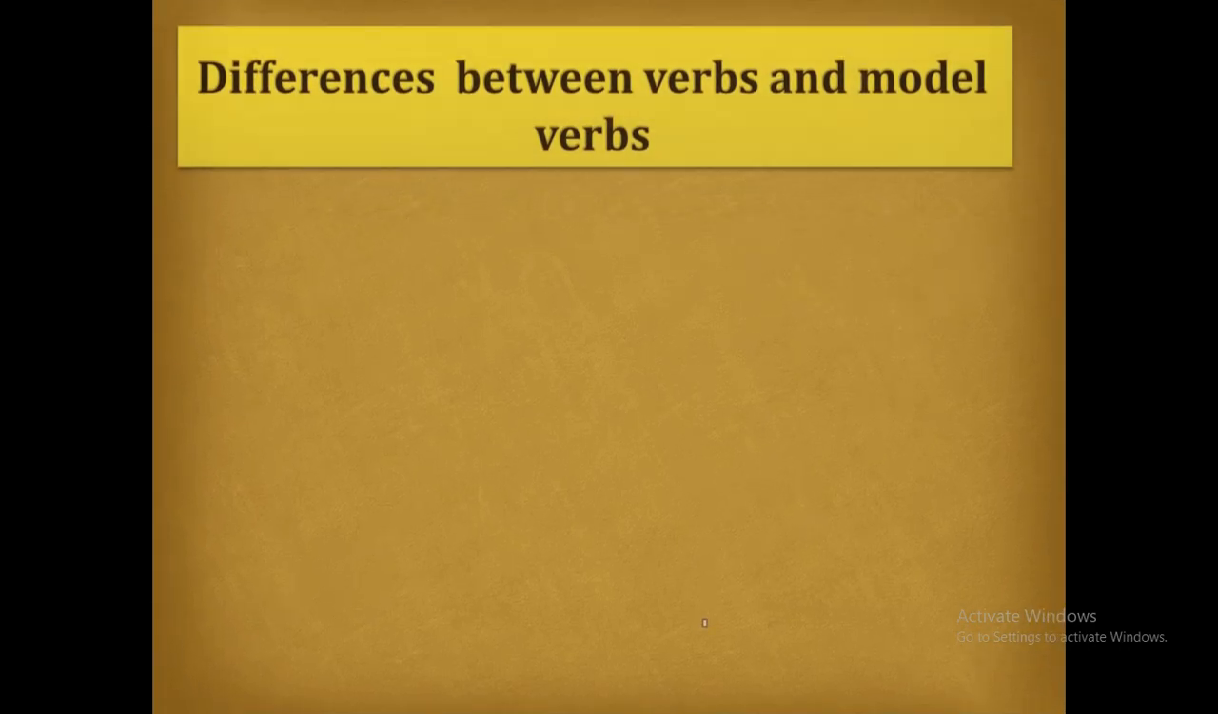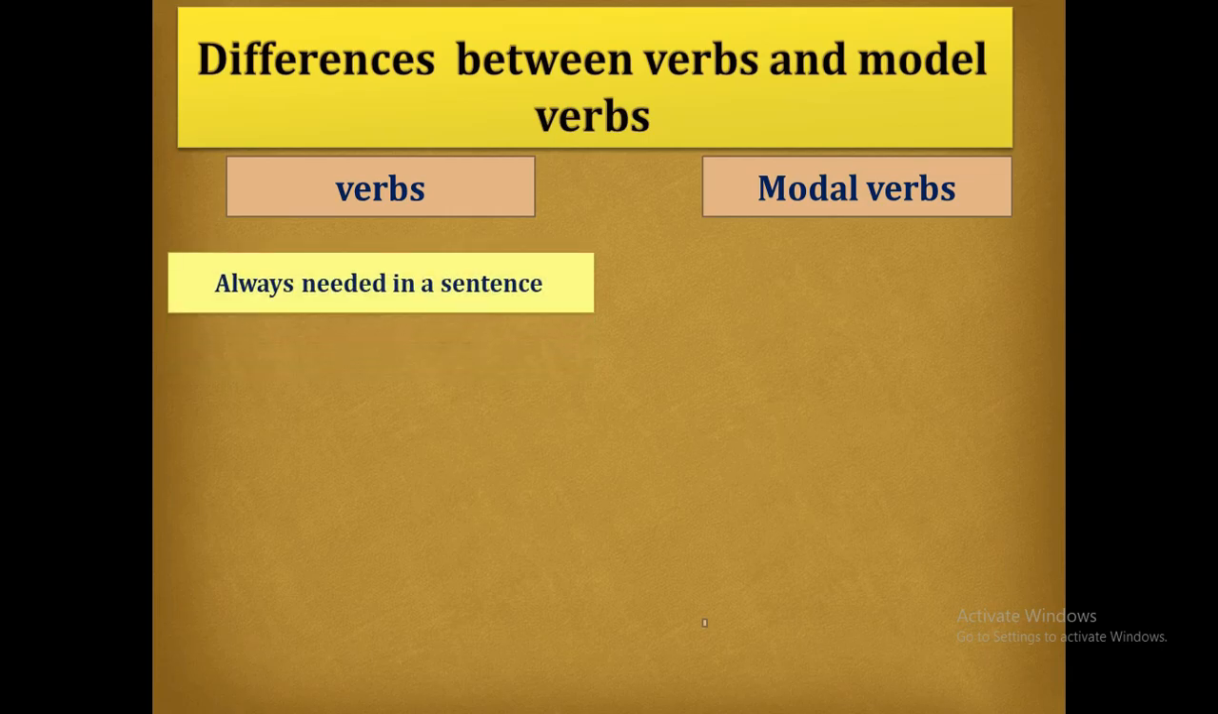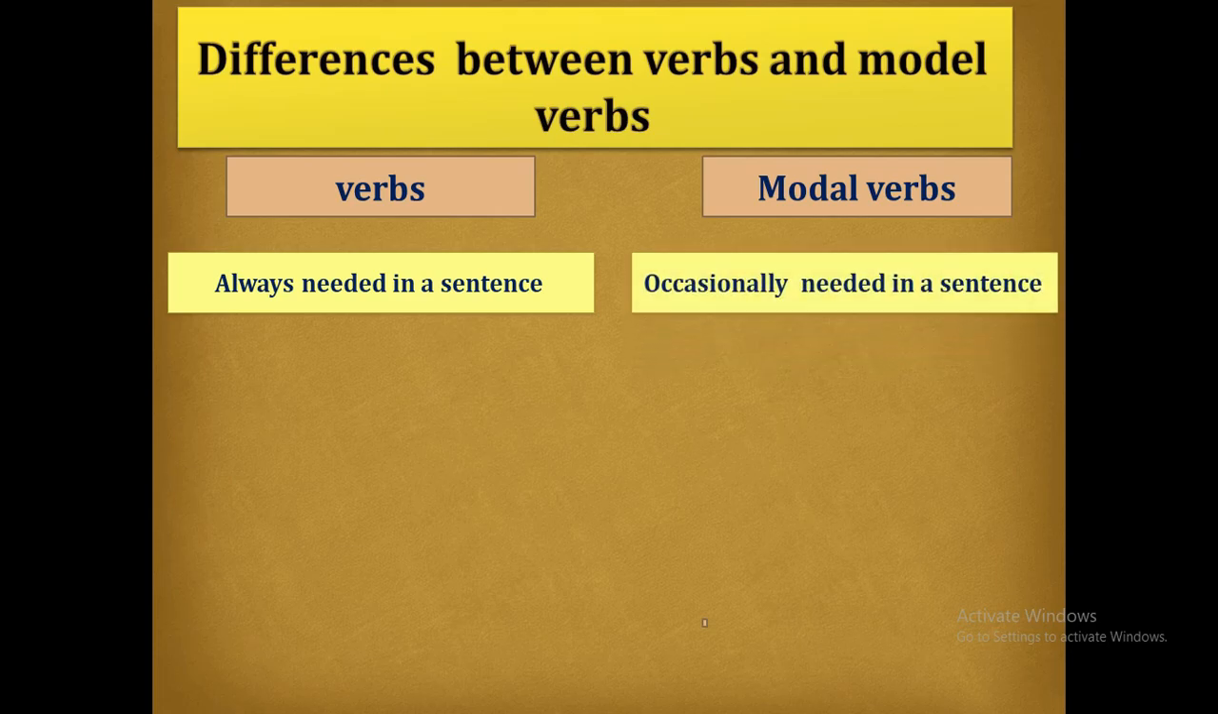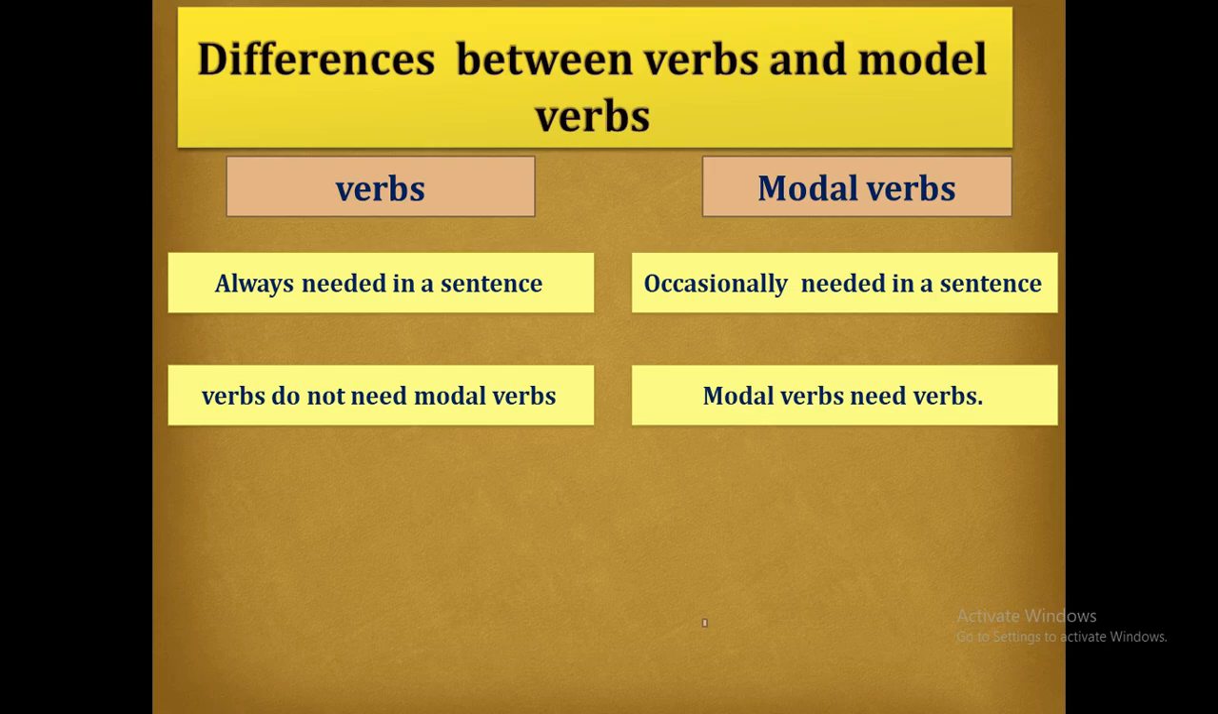First, what is the difference between verbs and modal verbs? Verbs are always needed in sentences. We cannot form sentences without verbs. But modal verbs are occasionally needed in sentences. We do not always need them. Verbs do not need modal verbs, but modal verbs need verbs.